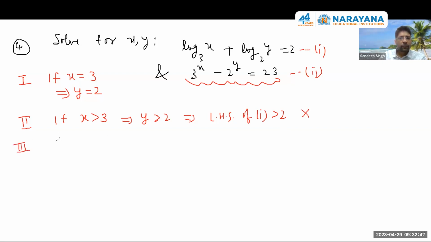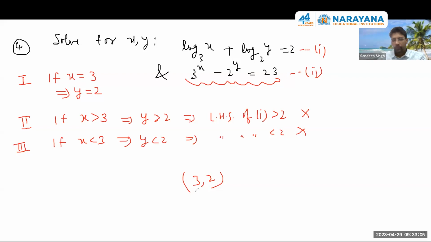Similarly, the third case. So simple observations you have to do. If x is smaller than 3, then y will also be smaller than 2 from the second. Third case, if x is smaller than 3, then y should be smaller than 2. And in that case, LHS of 1 will become smaller than 2, which is also not possible. Hence, the only solution is 3. Is it clear? And the only solution is 3, 2.